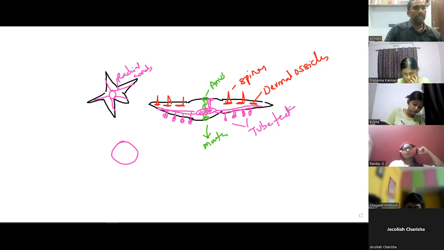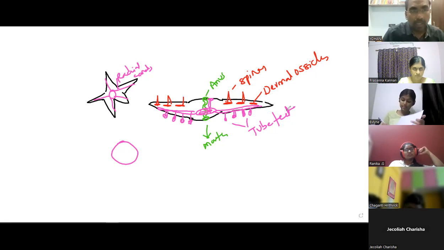Next, sexes are separate. Fertilization is external, oviparous, and development is indirect. Indirect means they have a larval stage.